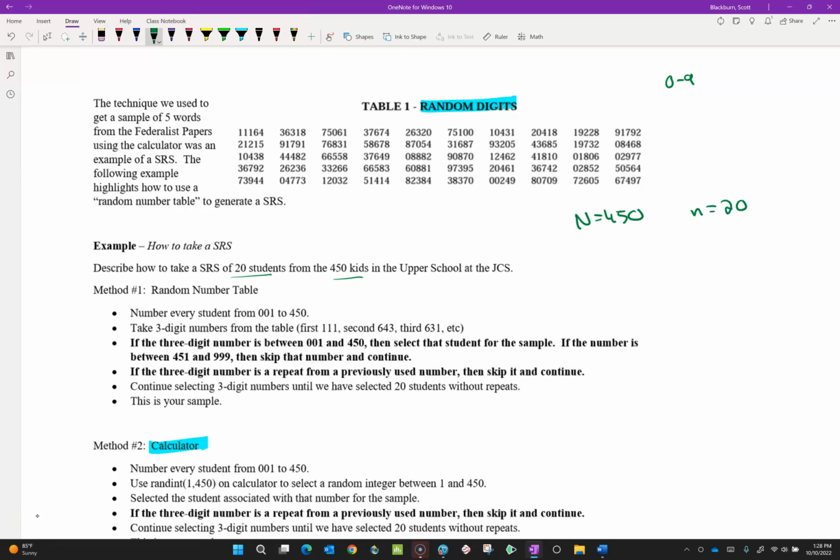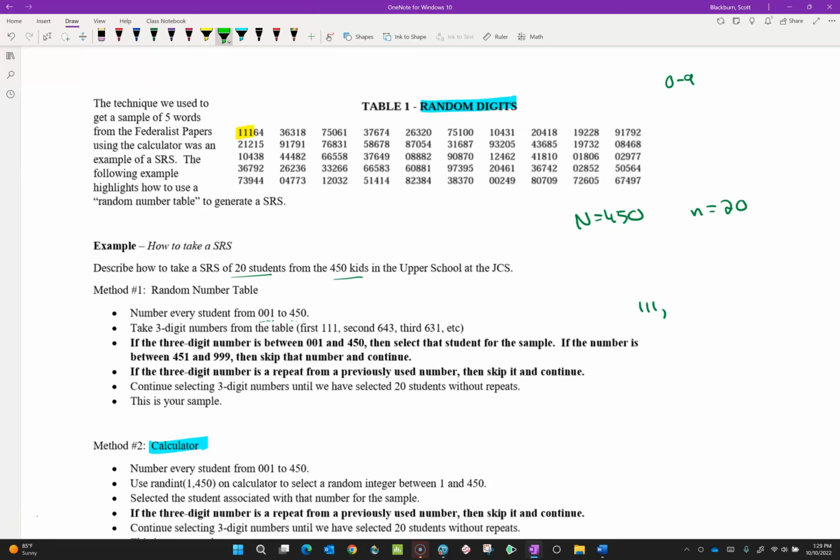To use a random number table, we would number every student from 001 to 450. We'll take a list of all the students and number them. Take 3 digits from the table. My first one is going to be 111. If the number is between 001 and 450, for example 111 is, then we're going to select that student. So we take student 111 for our sample. There's the first kid. If the number is from 451 to 999, we'll just have to skip it.